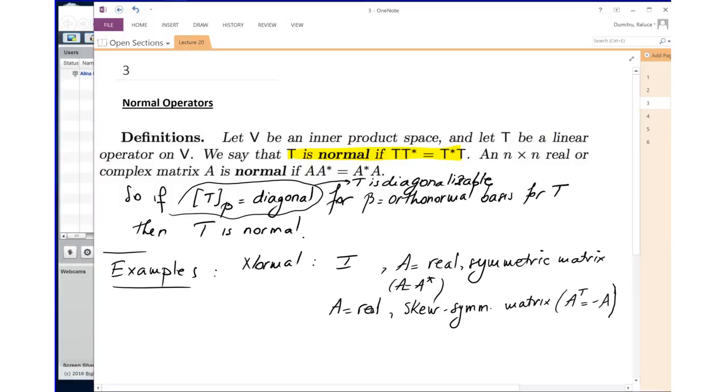Okay, so what is A star? Well, it's real, right? So the star doesn't do anything. It's negative A. So A star A and A A star, they will both be negative A squared. So they are equal to each other. Right, it's not that stronger property anymore. It's not self-adjoint anymore, but it's still normal.